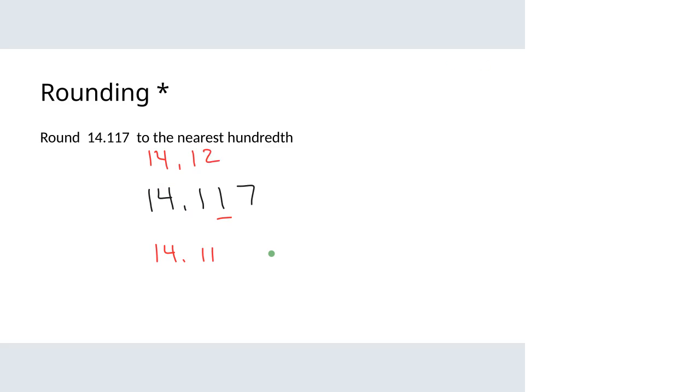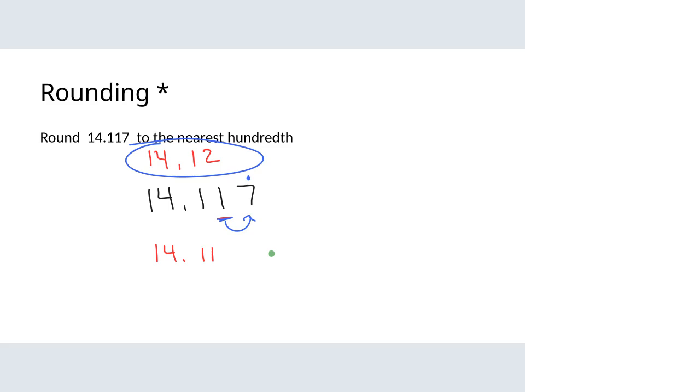When we look at this number, we can see, okay, here's the hundredths place. I look one space to the right. That number's 5 or bigger. So I'm going to round this up to 14.12. Great job in the poll. I feel good about that much for rounding. If you ever run into questions about rounding, don't hesitate to ask them.